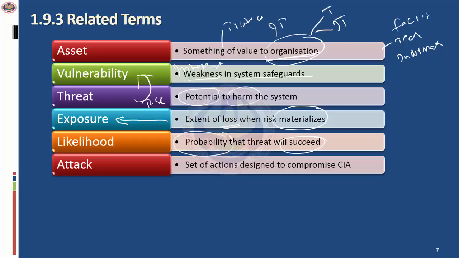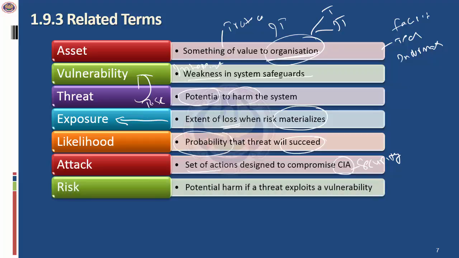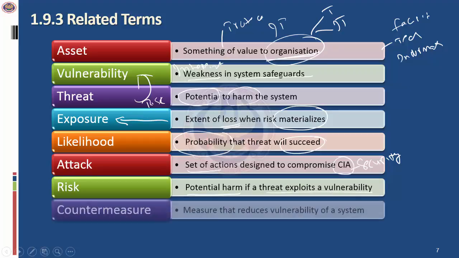So these are a set of actions which are designed to compromise CIA. What is CIA? I'm sure you know. CIA stands for Confidentiality, Integrity, and Availability, and this is about security. Risk, we already discussed this. This is a potential harm if a threat exploits a vulnerability.